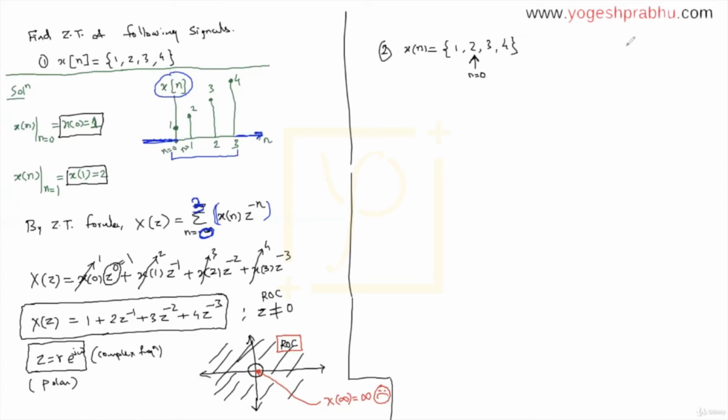So if I have to plot this x of n now, it is going to be n versus x of n, and the value here is 1. Then this value is 2. This is 3, and this is 4.